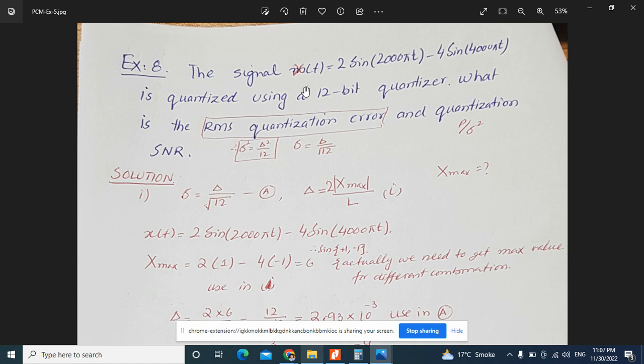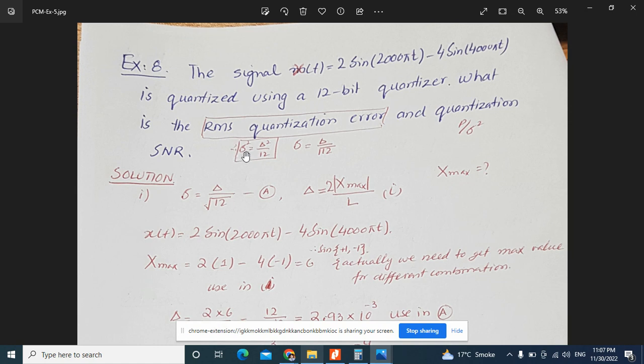The signal x(t) equals 2 sine 2000 pi t minus 4 sine 4000 pi t. This is given, and it needs to be quantized using a 12-bit quantizer, so n is also given. What is the RMS quantization error? You need to calculate the quantization error and the quantization SNR.